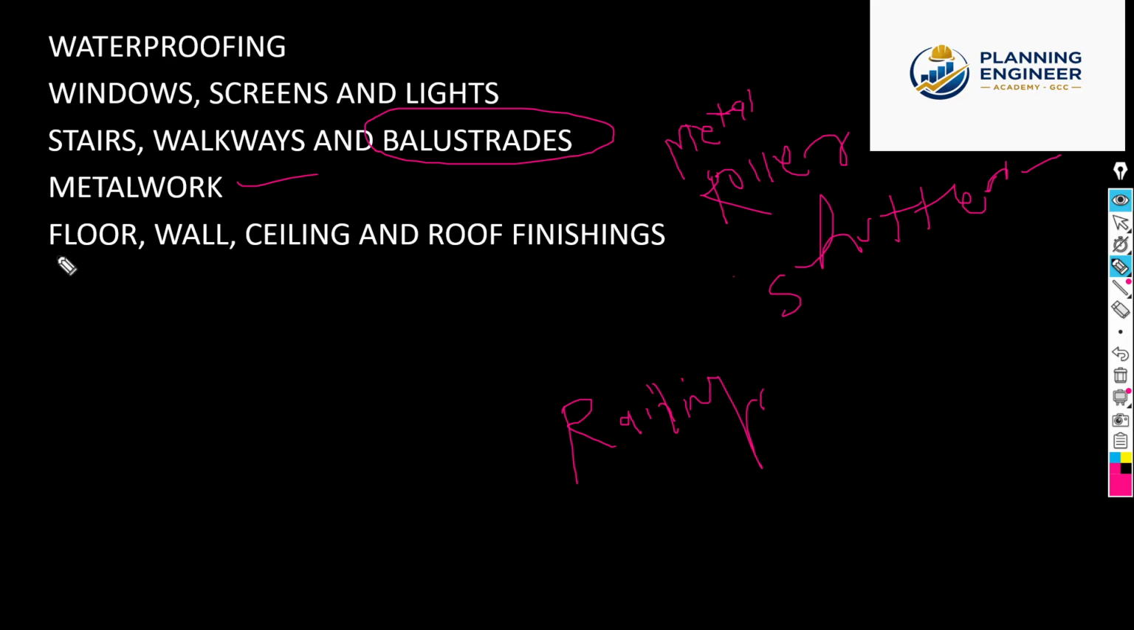So this is floor, wall, ceiling, and roof finishing. All this comes in the finishing WBS. So okay, we'll make the WBS, and then we'll go further. In class 6, we'll take this WBS and start assigning activity and relationship.